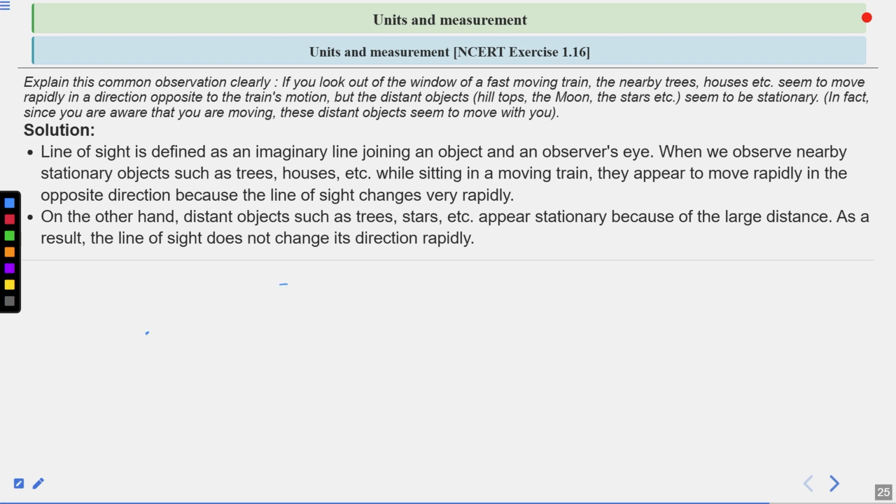So imagine that this is a tree, and you are here in a train, and you moved here. So this is the angle subtended.